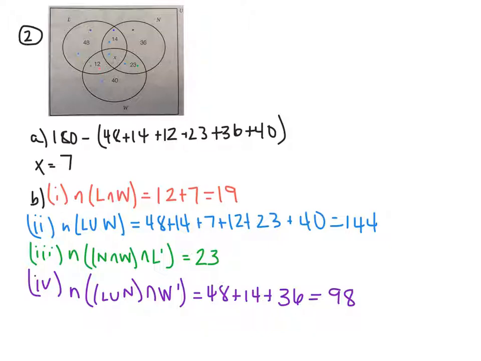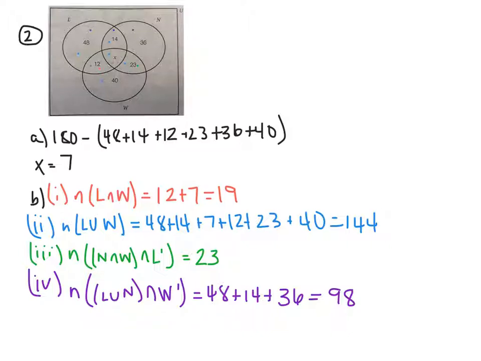Number 2 wants us to find local and or the internet. So that would be the number in L union W. So that's everything that is in L or in W. Just make sure you don't double count. So it's going to be these 6 sections in here, which add up to 144.